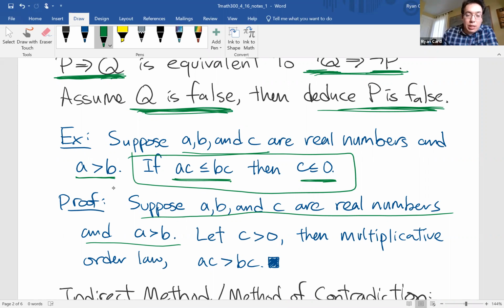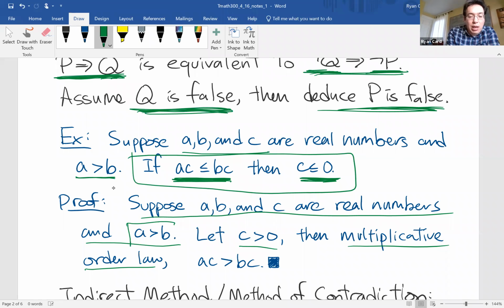Okay, so now instead of starting with AC is less than or equal to BC, what I'm going to start with is the opposite of the consequence. So instead of saying C is less than or equal to 0, I'm going to let C be a positive number. So that's the opposite of being less than or equal to 0. So if C is a positive number, then one of the axioms we did in the last chapter, the multiplicative order law, says that if you multiply by a positive number, you can preserve the inequality.